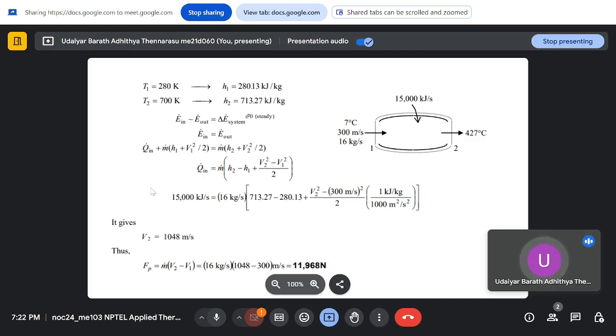So with this, I can find out the thrust. F is mass into change in velocity. So 16 kg per second into exit velocity 1048 minus inlet 300. So this comes out to be 11,968 Newton.